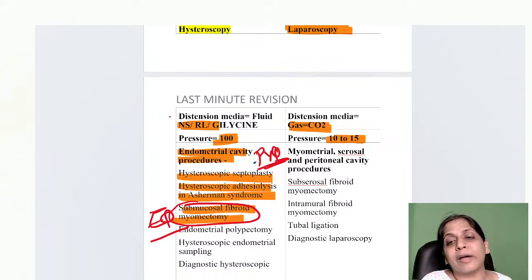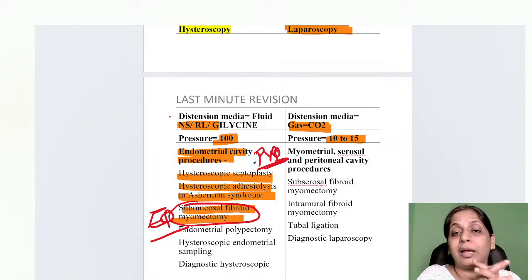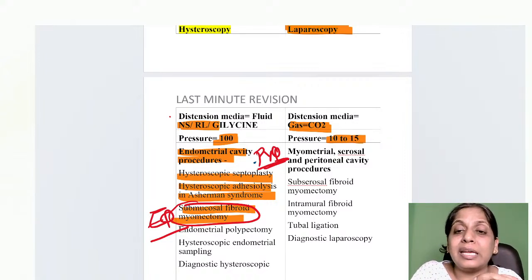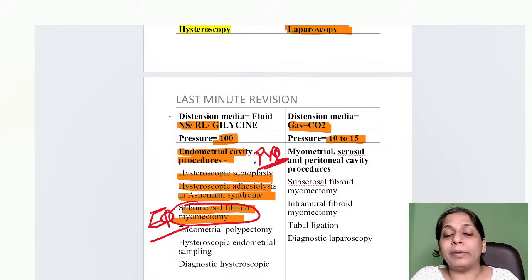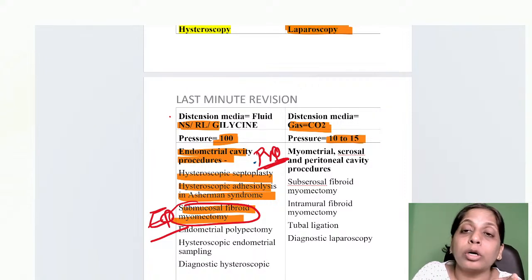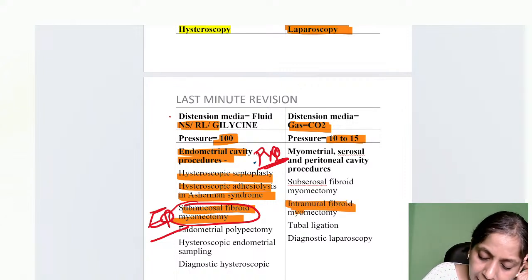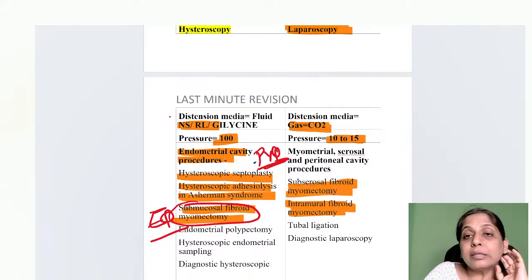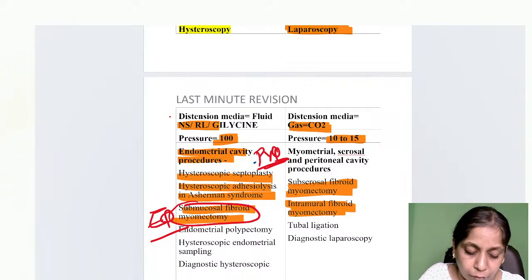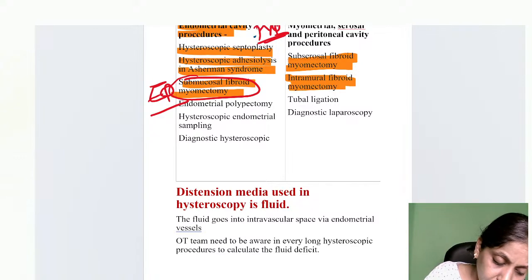Submucosal fibroid can be approached only through the endometrial cavity. So please students, for submucosal fibroid you will write hysteroscopic myomectomy. You are not going to write laparoscopy. By laparoscopy we can approach the intramural and the subserosal fibroid. This is a very important PYQ for your FMG.